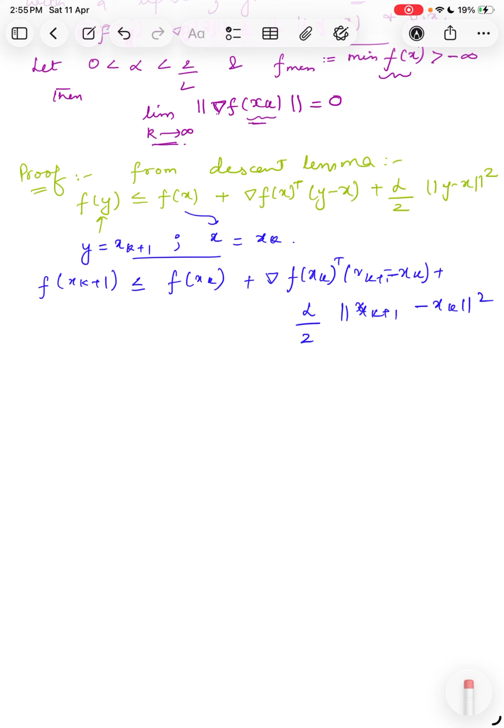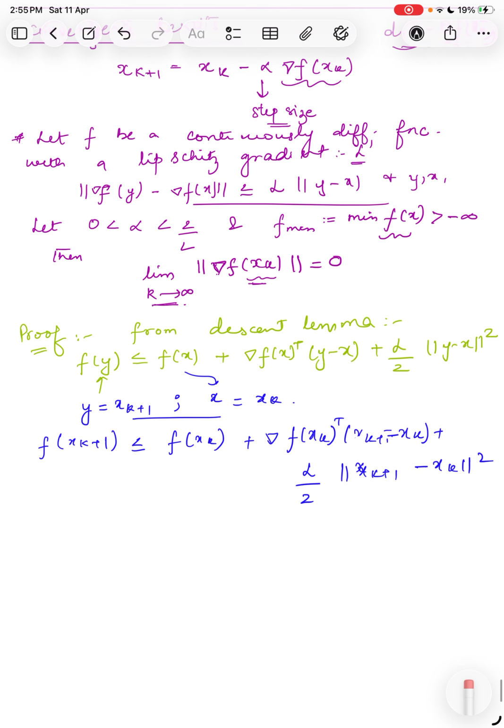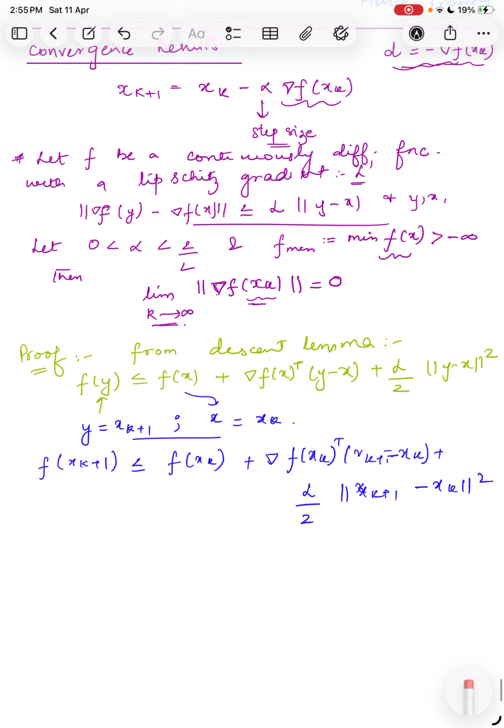So let's continue with the proof of the convergence theorem, which stated that if f is a continuously differentiable function and alpha is a step size, then alpha should range between 0 to 2 by L, where L is the Lipschitz constant, and the minimum of this function should not be at minus infinity, it should be greater than minus infinity. Then this result will hold.